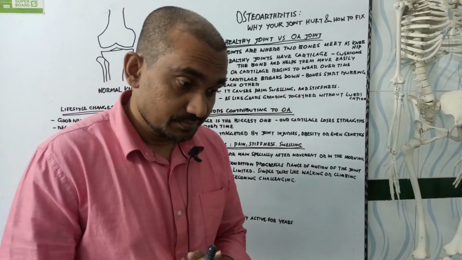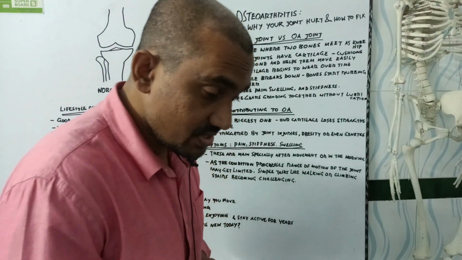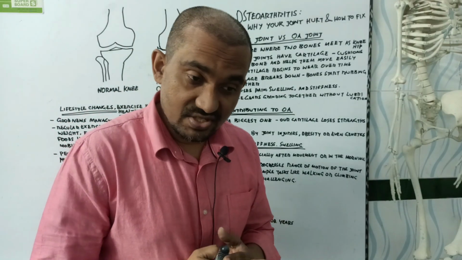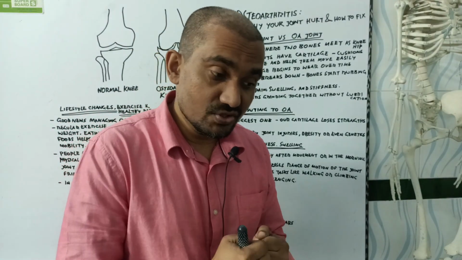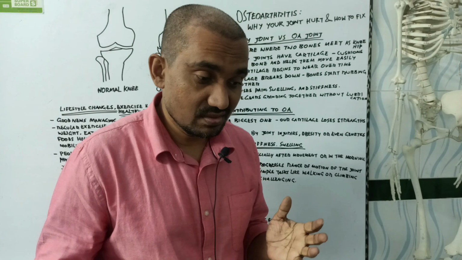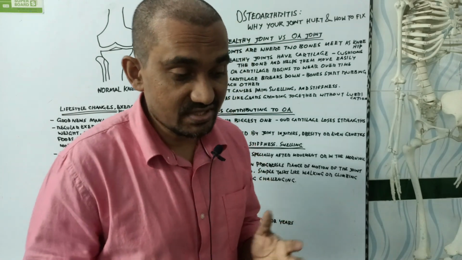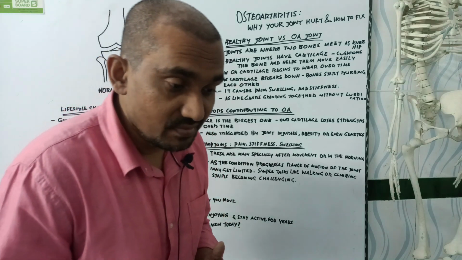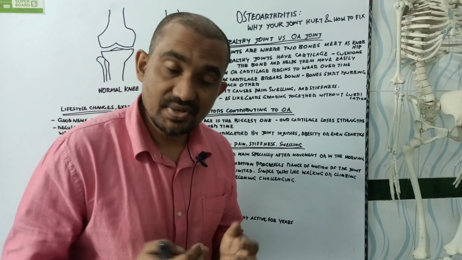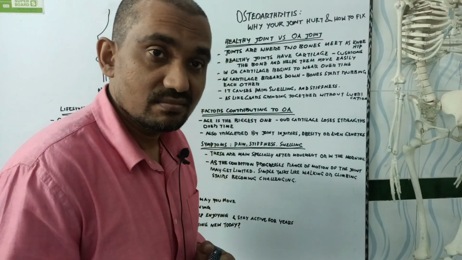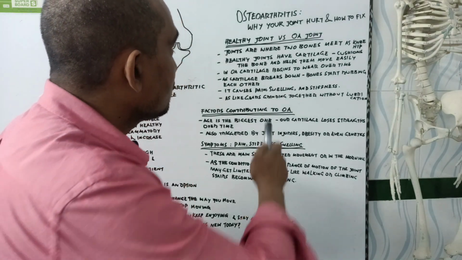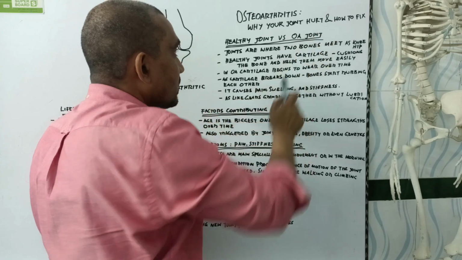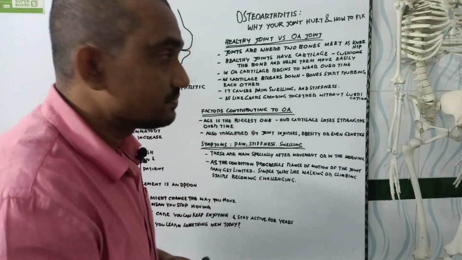Do you know that osteoarthritis is one of the most common forms of arthritis affecting millions of people worldwide? But what exactly is it, and how does it affect our body? Let's break it down. Today, our topic is osteoarthritis: why your joints hurt, and how to fix it.